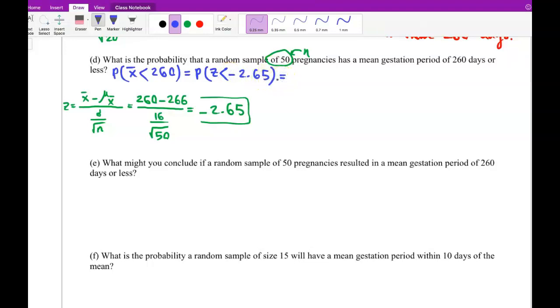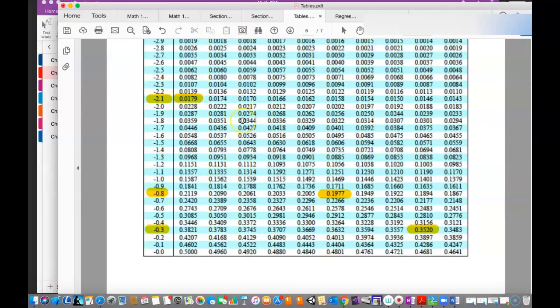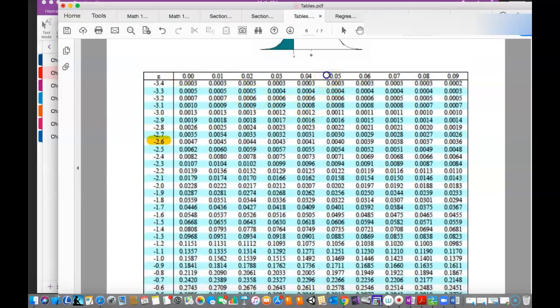Using the table, so let's go back to the table. So z is negative 2.65. Negative 2.6, and here is 5. The area is this one, 0.0040.